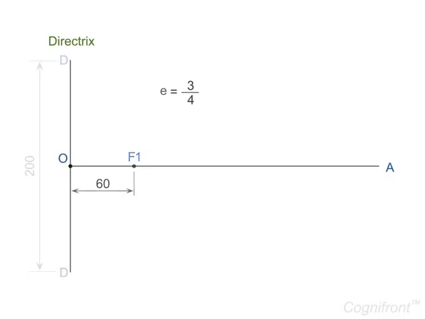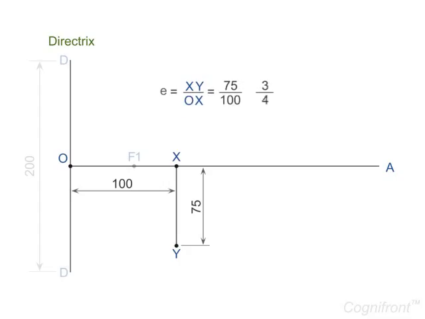The eccentricity is given as 3/4. Select a point X on OA such that OX is 100 mm. From X, draw a line XY perpendicular to the axis OA such that XY is 75 mm. The ratio of XY by OX is 75/100, which is equal to 3/4. Then we shall join line OY.